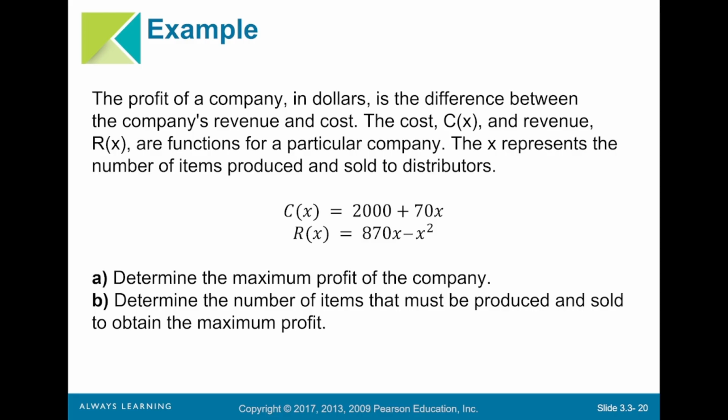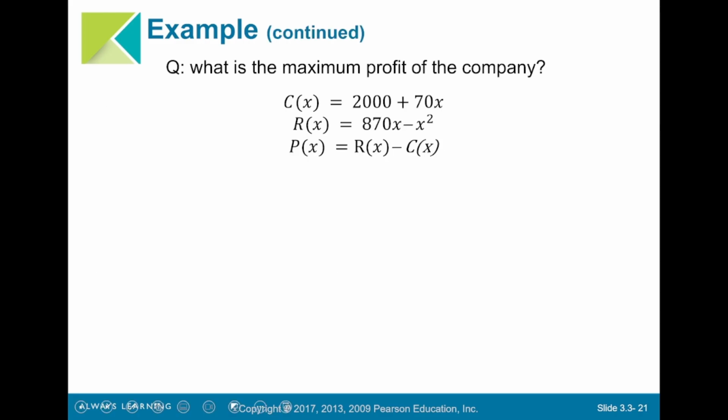Now, of course, if you're a business owner, you would want to know how to maximize your profit given the revenue you can bring in and the cost of goods sold. So let's dig in. We know our cost is 2,000 plus 70x. Our revenue is 870x minus x squared. Those are both from the first page. And then we know that profit is revenue minus costs. So our profit function that we're trying to maximize is revenue, 870x minus x squared, minus our cost, 2,000 plus 70x. Remember, cost has to go in parentheses.